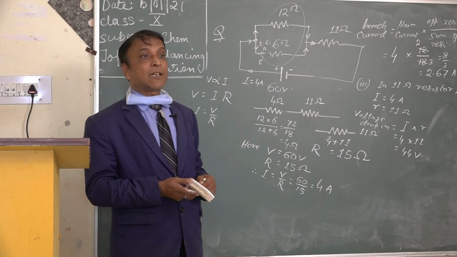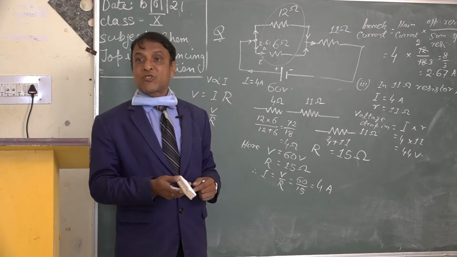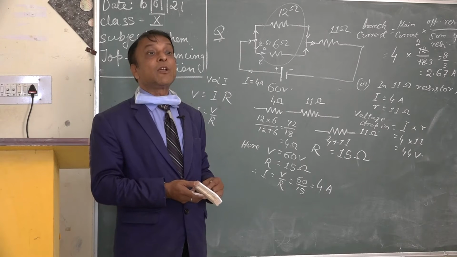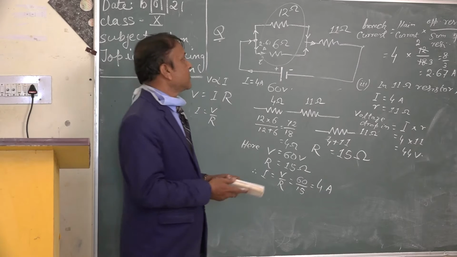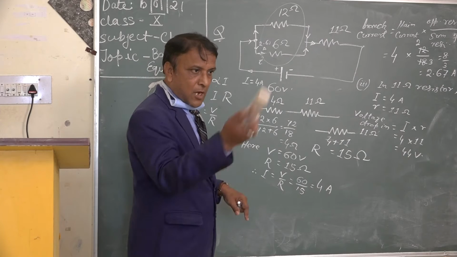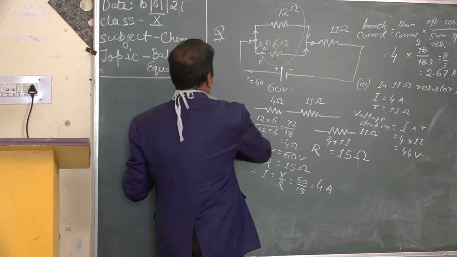Resistance also decides how much current will flow. If the resistance is more, the flow of current will be less. Very good. Okay, it was the first question. Come to another question.